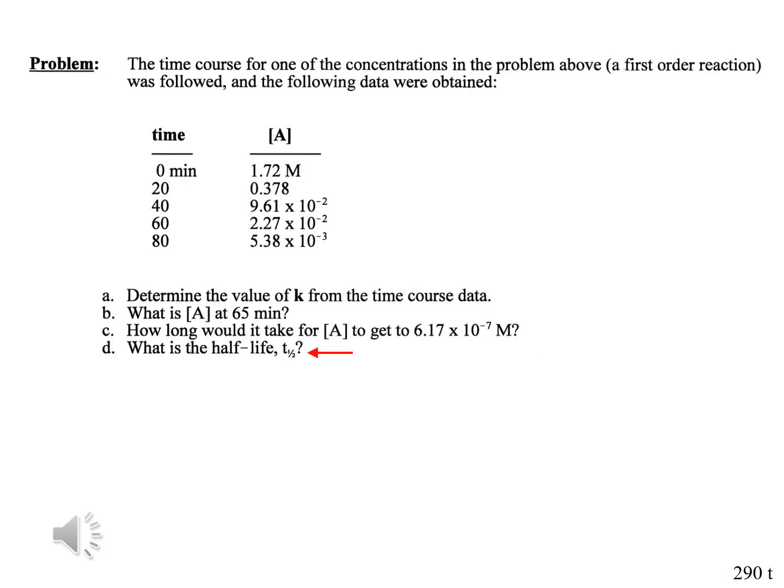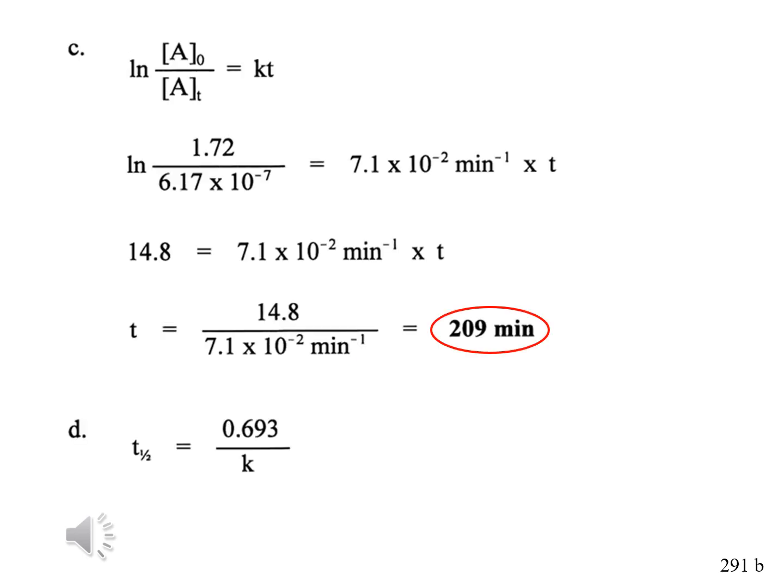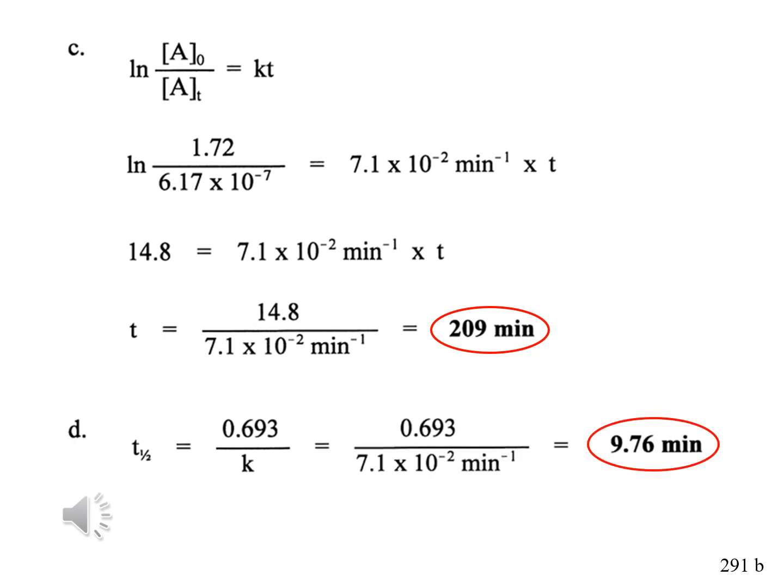The last question is, what is the half-life? Here's the formula for half-life. So if we plug in the K we've been using, the half-life is about 10 minutes. So that means no matter where you start on the graph, you will go to half in approximately 10 minutes.